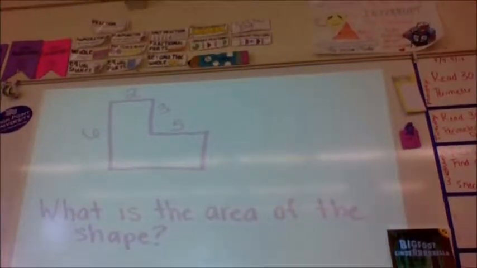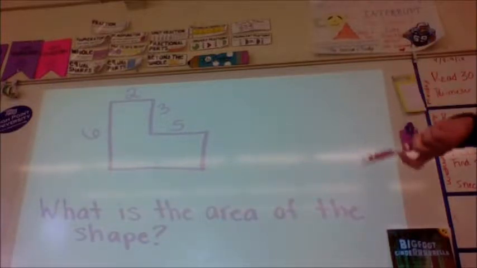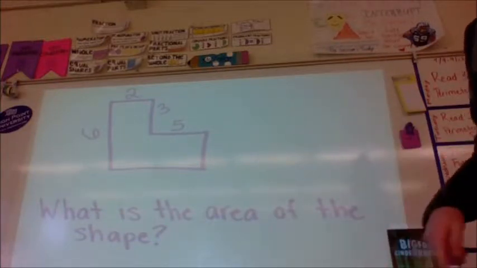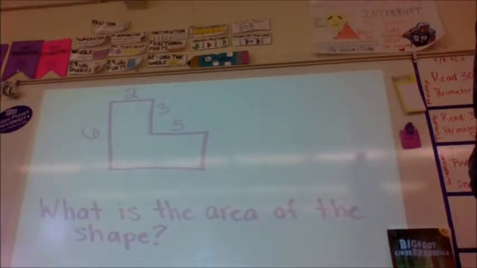Okay, so the next problem that we're going to take a look at is finding the area of an irregular shape. So that would be a shape that's not a square or a rectangle. Those are kind of the two that we deal with primarily in third grade. They are usually given a shape that looks like an L, and they have to somehow figure out what the area would be for all of the inside.